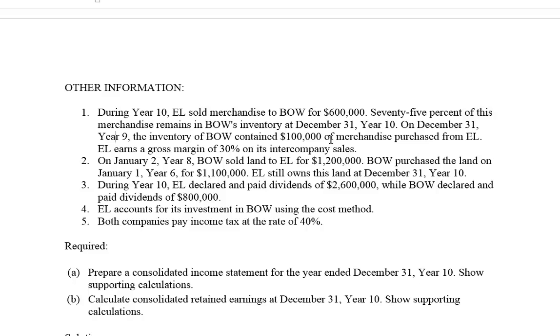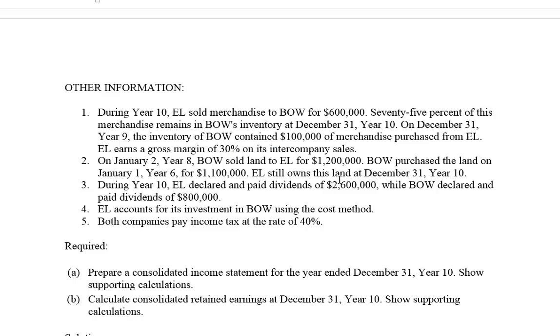But any intercompany sale that took place in year 10, if we know, as we do in this question, that the sub hasn't been able to unload it all, then what do we know? We know that there's some profit that's being packed in that inventory that hasn't yet been sold by the sub that has to be removed from our calculation of consolidated net income. That's one thing.